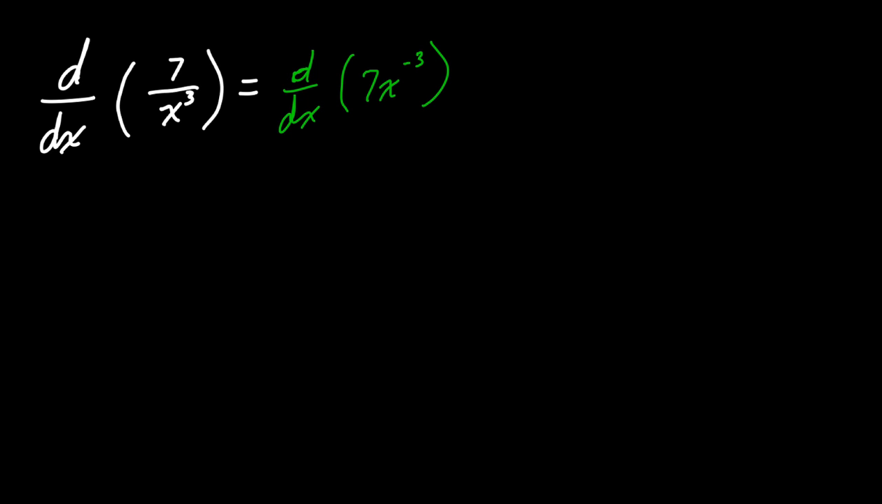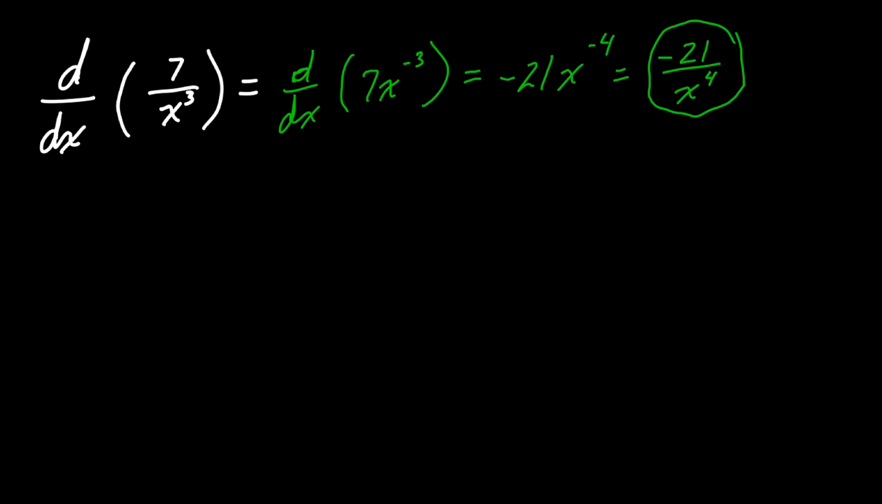See, if you just convert 7 over x cubed to 7x to the negative 3, all you got to do is power rule. Bring that exponent to the front. That makes it negative 21. Subtract 1 from the exponent, which will give you negative 4. And you can rewrite that then as negative 21 over x raised to the 4th power. That is probably the easiest way of doing this.